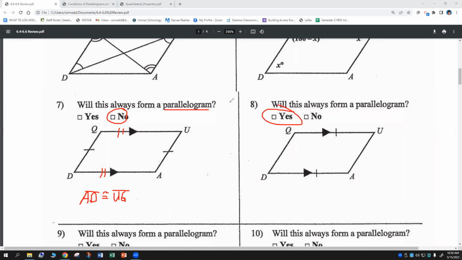Okay, and then this one's going to be yes for that same reason, right? You have one pair of opposite sides that is congruent and parallel. It's the same pair of opposite sides. It's congruent and parallel.